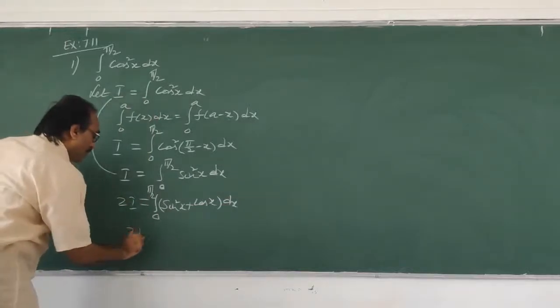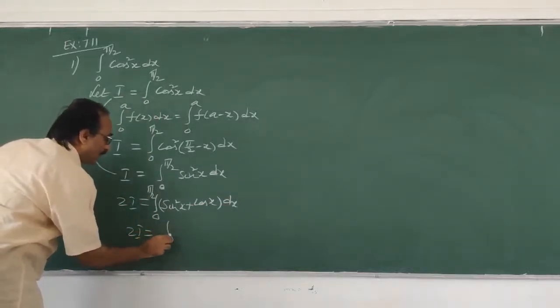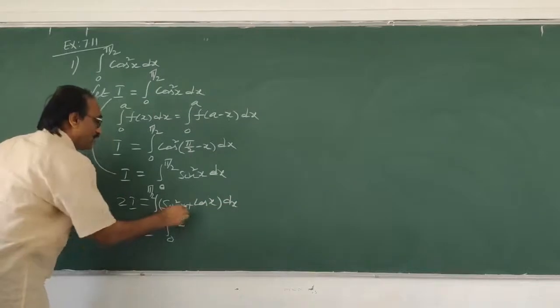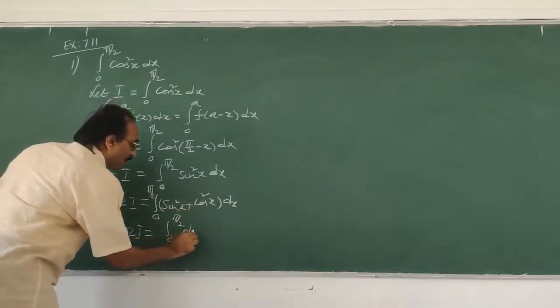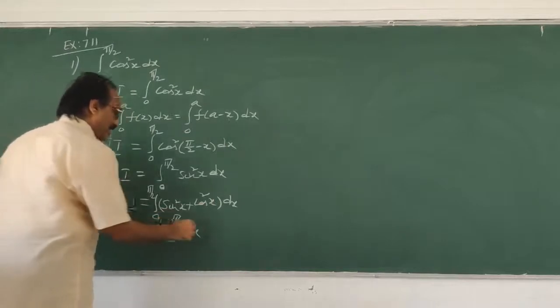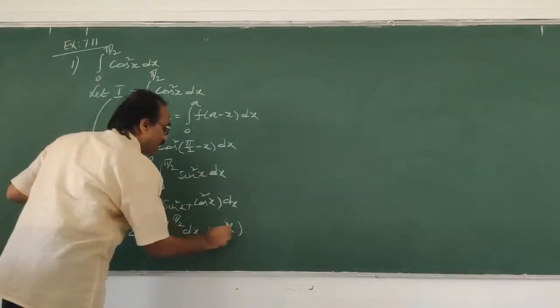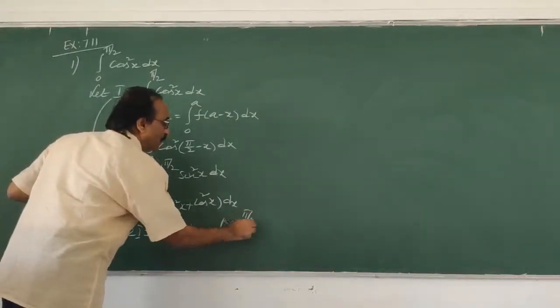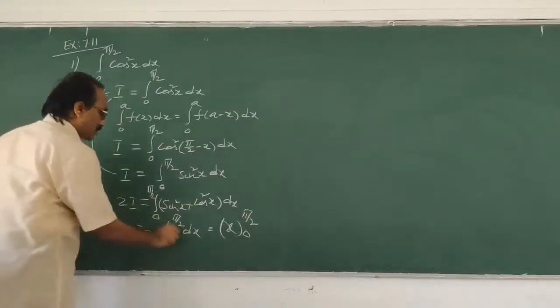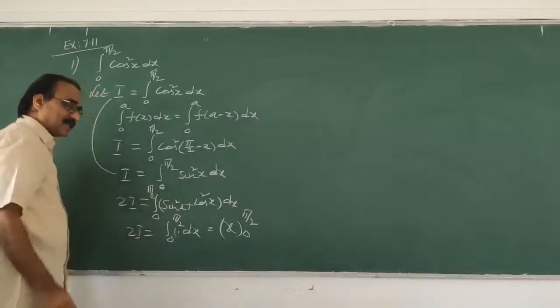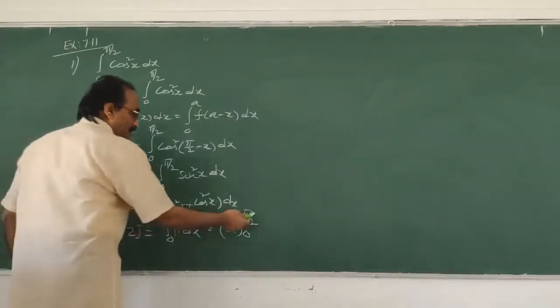Now 2I is equal to how much? Integral 0 to pi by 2. What is sin square x plus cos square x? It is 1, and 1 into dx. What is integral dx? It is x, with limits 0 to pi by 2. Correct or not? Sin square x plus cos square x is 1, 1 dx, integral dx is x, and the limits are 0 to pi by 2.